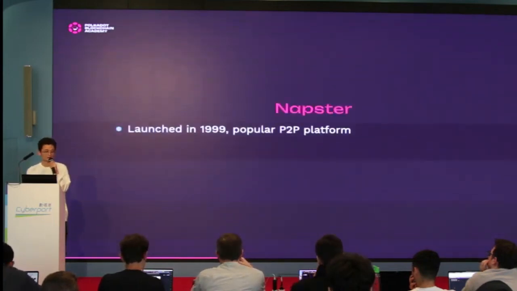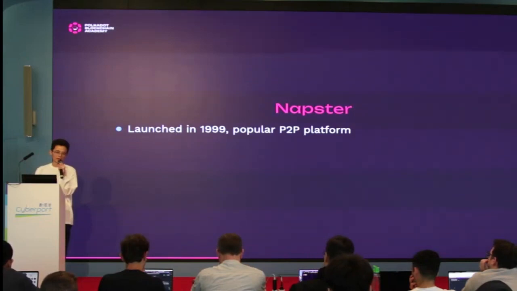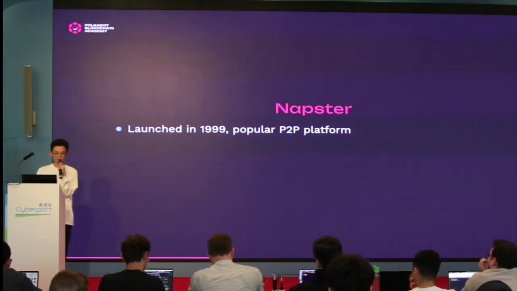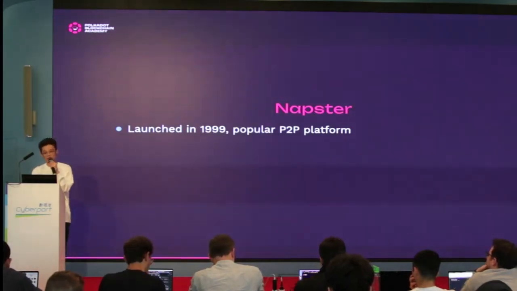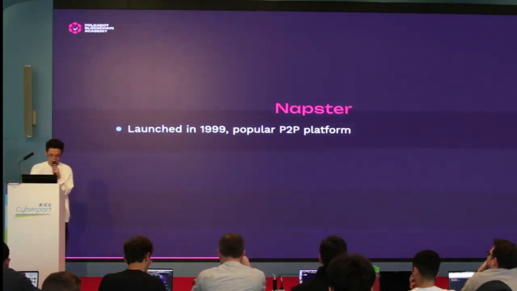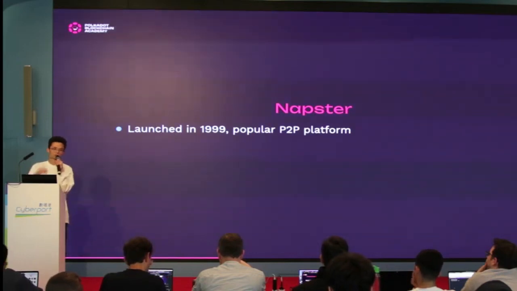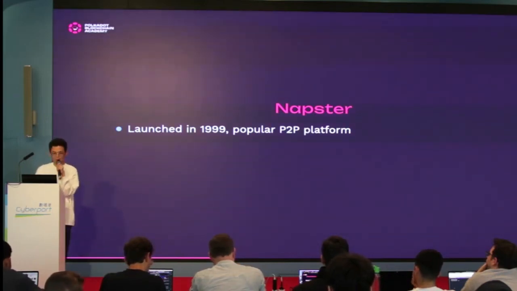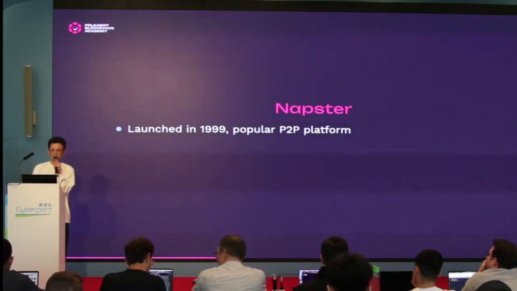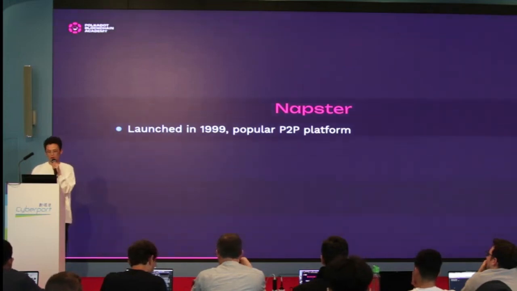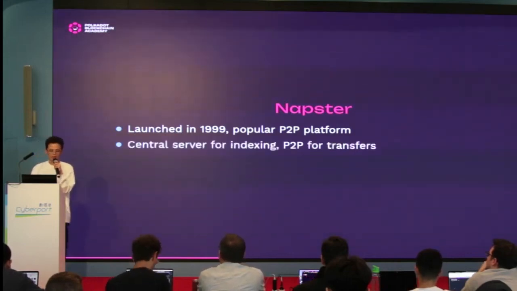So the first one will be Napster. It's a very famous project launched before 2000. It's a very popular P2P platform that is used to share music, videos, etc. For example, the movie producers have produced a lot of movies, and at that time, there were very few ways to deliver the movies to the end users. And Napster is such a platform for many people all around the world to share video and music, etc.